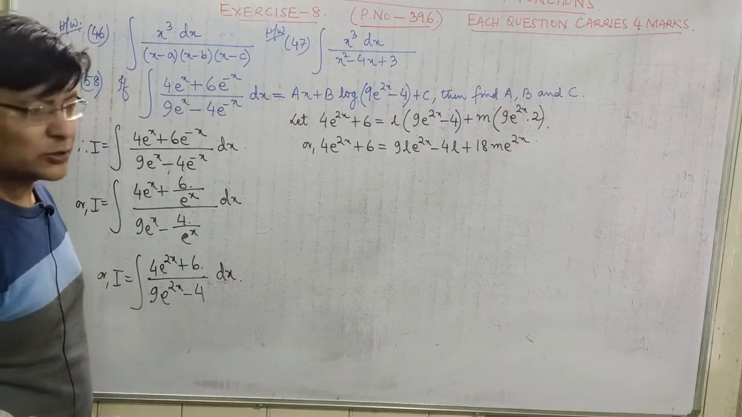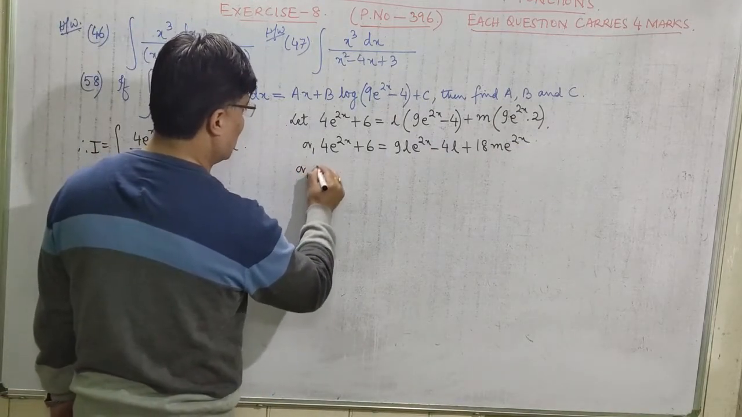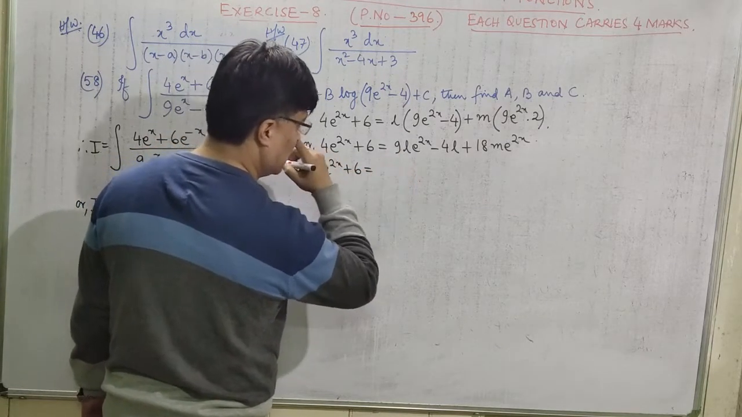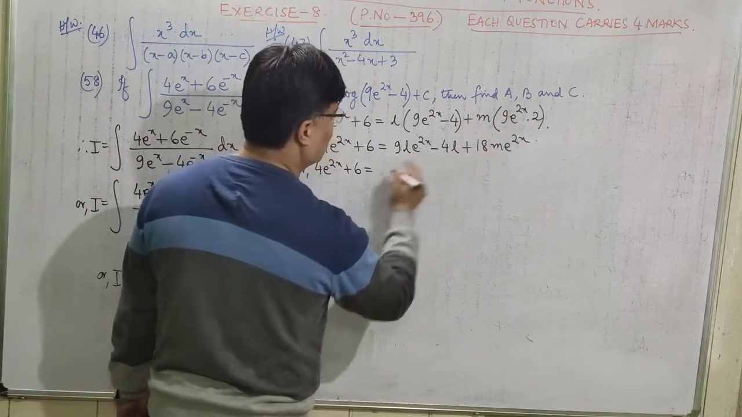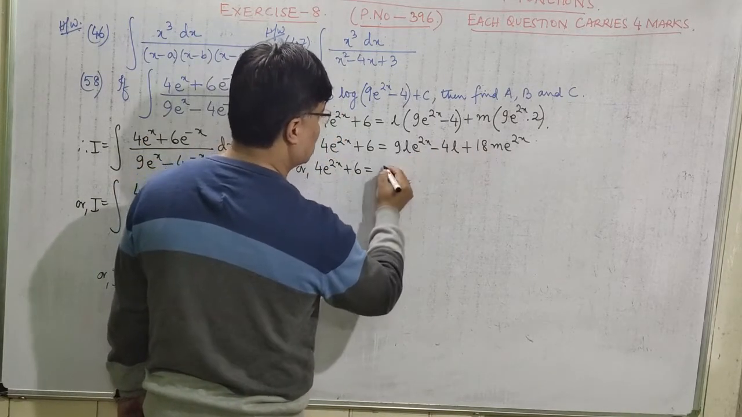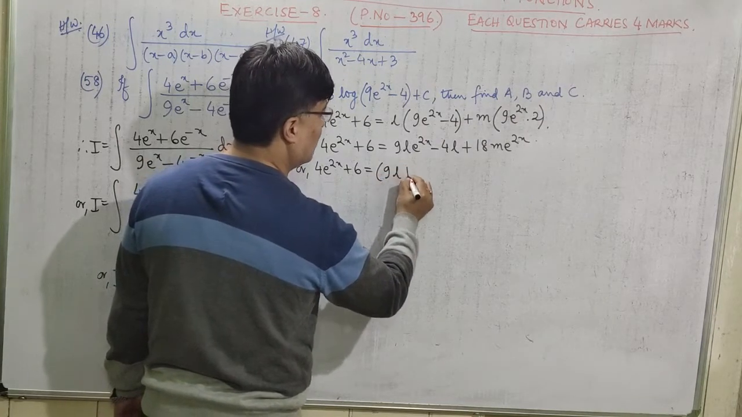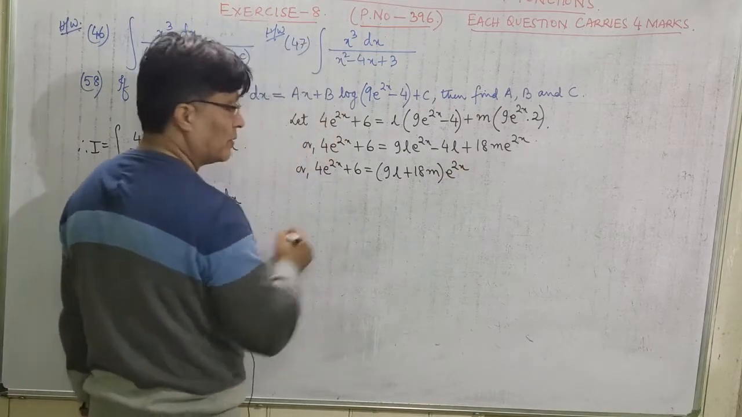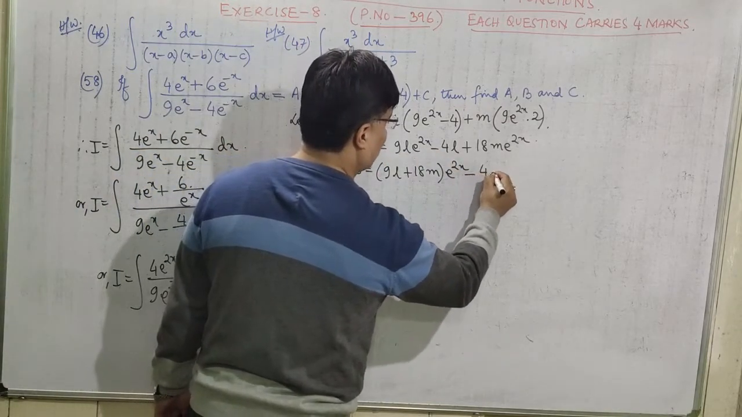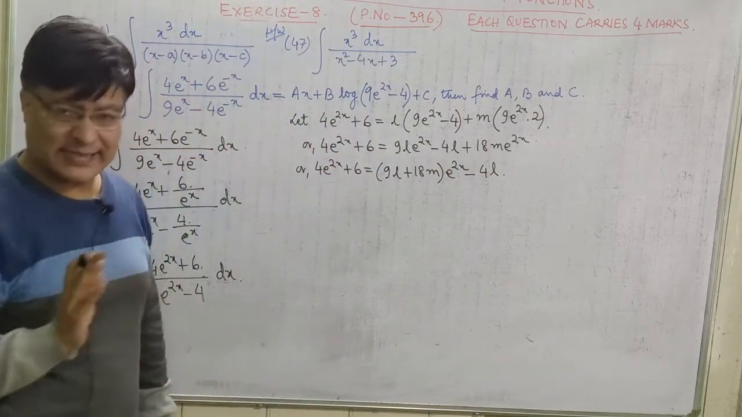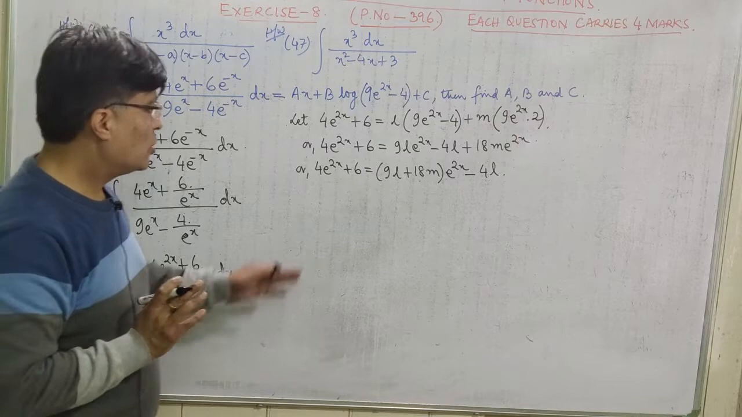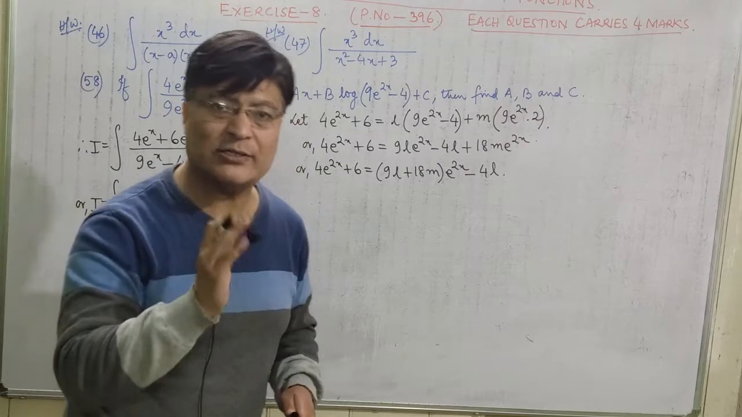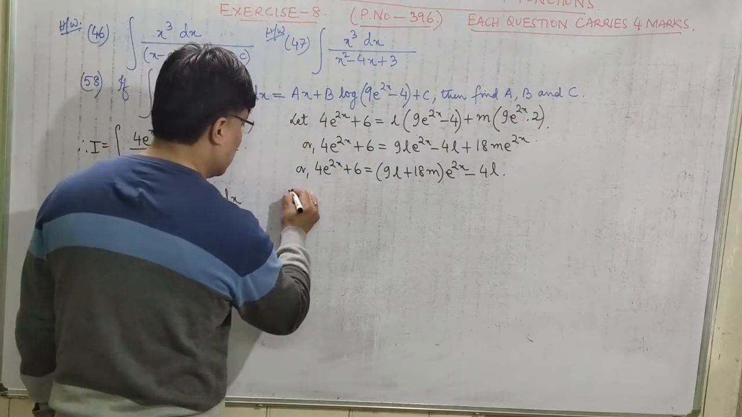So I think you have understood it. So let us simplify it. 4 e to the power 2x plus 6 is equal to, now from these two terms, what is common? You take only e to the power 2x as common. So within bracket 9l plus 18m bracket close e to the power 2x, right? Then you should write minus 4l. This is just like an identity. Identity means the coefficient of e to the power 2x on both the sides must be equal and the constant should be equal.